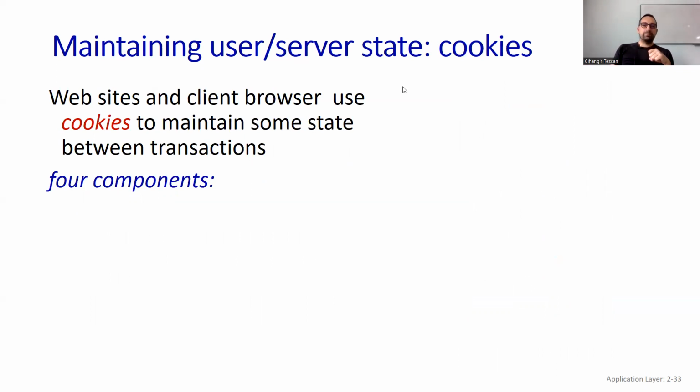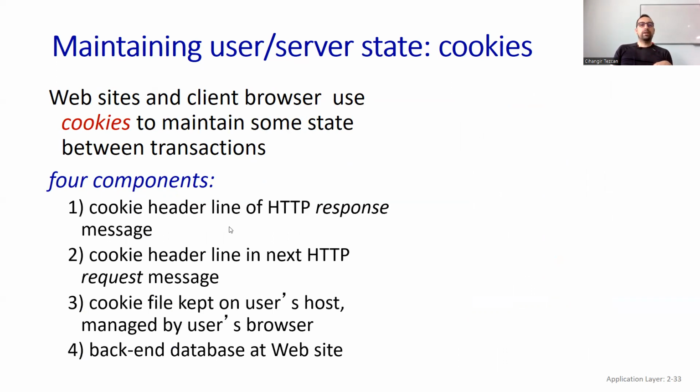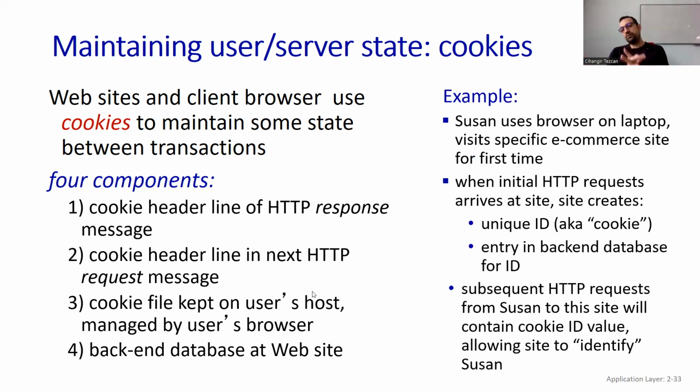So websites and client browsers use cookies to maintain some state between transactions. There are 4 components: cookie header line of the HTTP response message, cookie header line in the HTTP request message, cookie file kept on the user's host and managed by the user's browser, and a backend database at the website. Okay, so these 2 are headers in HTTP, and these 2 are a file, or actually this is a database entry, but on your computer you have a file for that web page.